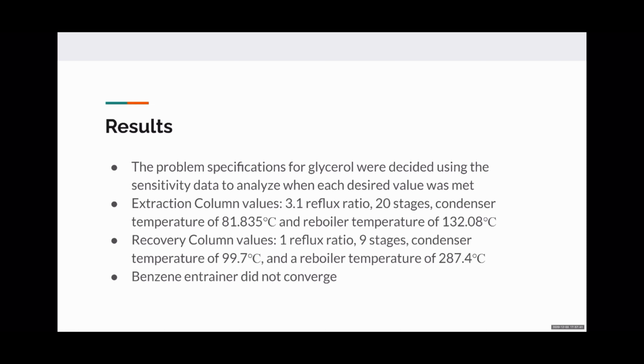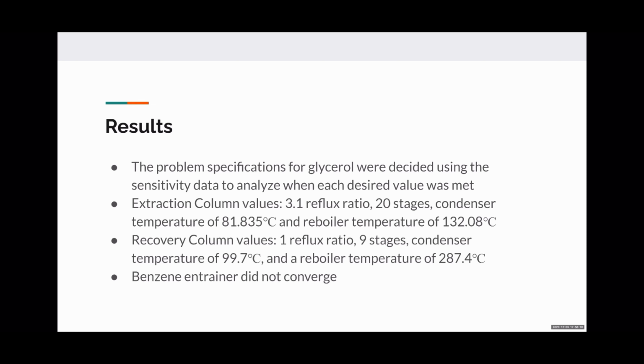So the reason benzene wasn't able to converge is because benzene and isopropanol have very similar boiling points. So by raising the temperature in the column, it would instead boil off benzene before isopropanol, so we weren't able to successfully separate the isopropanol and water.